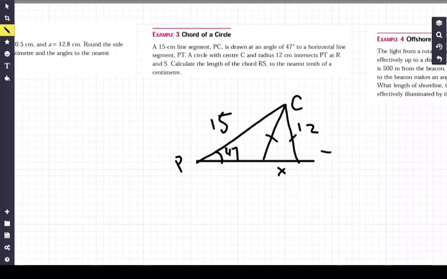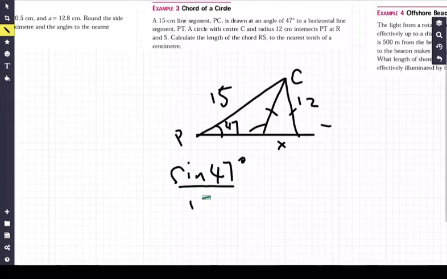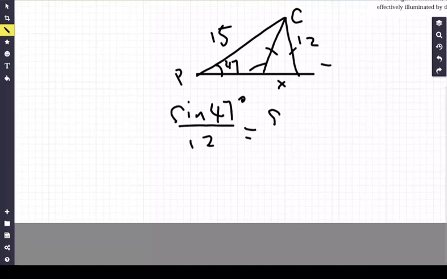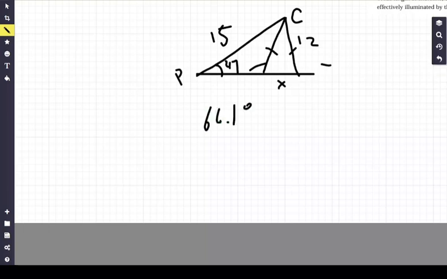So let's find this angle first. So we're going to do sine of 47 degrees over 12 is going to give us sine of this angle right here, sine theta, over 15. Let's go ahead and find that. 15 times sine 47 degrees divided by 12. And inverse sine of that is going to give us 66.1 degrees. So theta is 66.1 degrees. So we have that here.